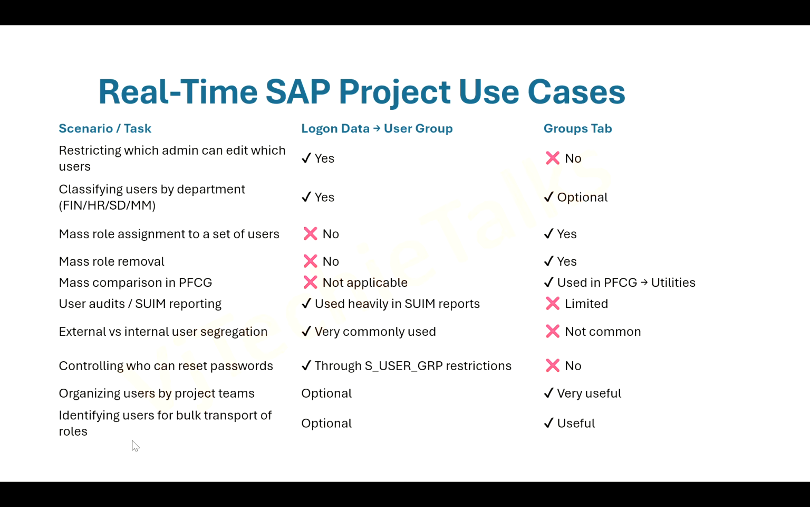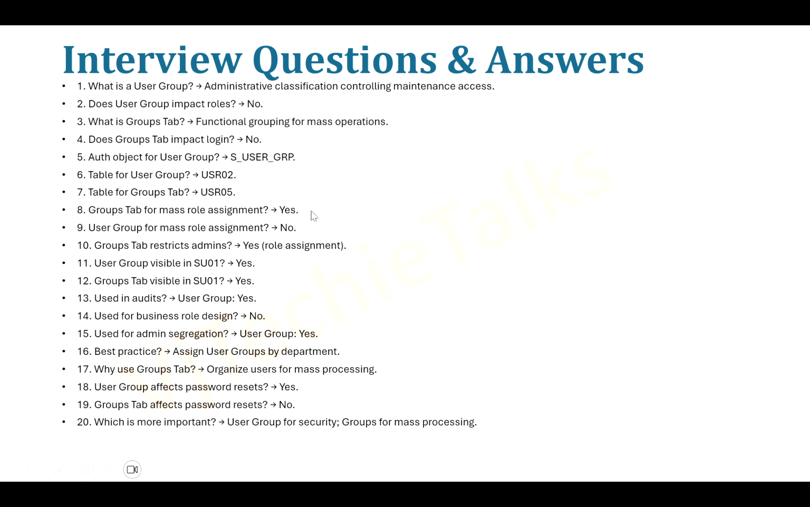Something like that. Okay, moving on to the next slide. So here we have some interview questions I made. They can ask you what is user group. You can mention that it is administrative classification controlling maintenance access. As I told, user group is under logon data, right? So this is only admin access. Admin can decide who can edit. It has an object class and two objects: one is in object class SU, and the other is S_USER_GRP, and we have activities 01, 02, 03, 06: create, change, display. That's how you need to explain.